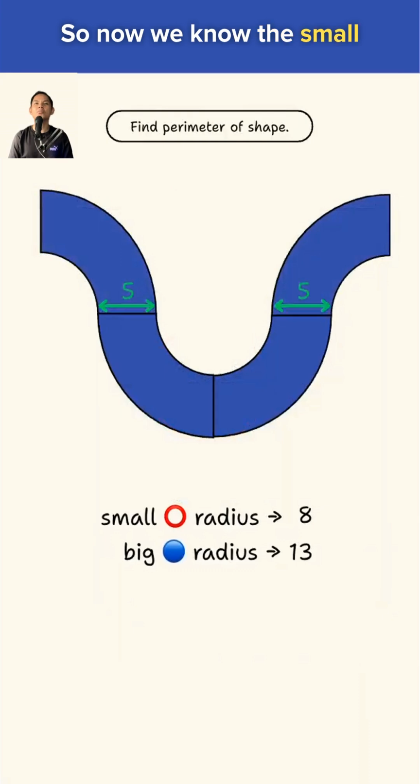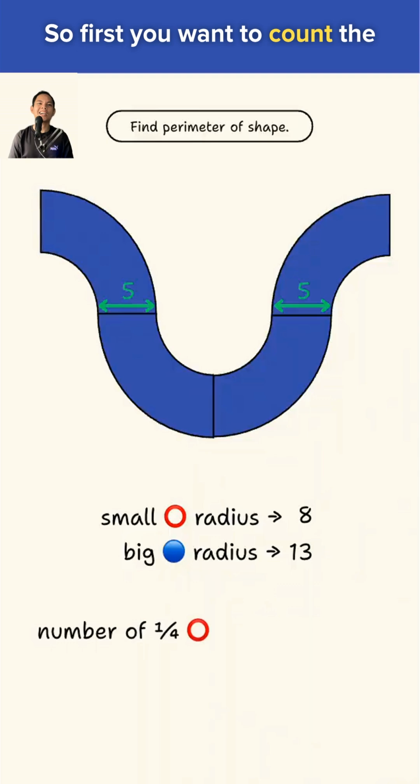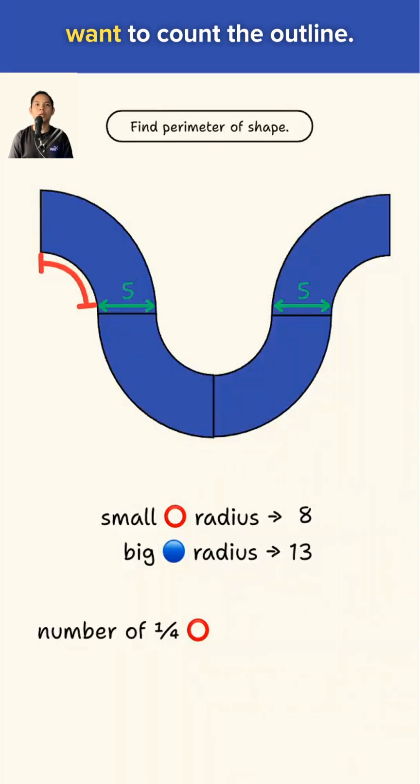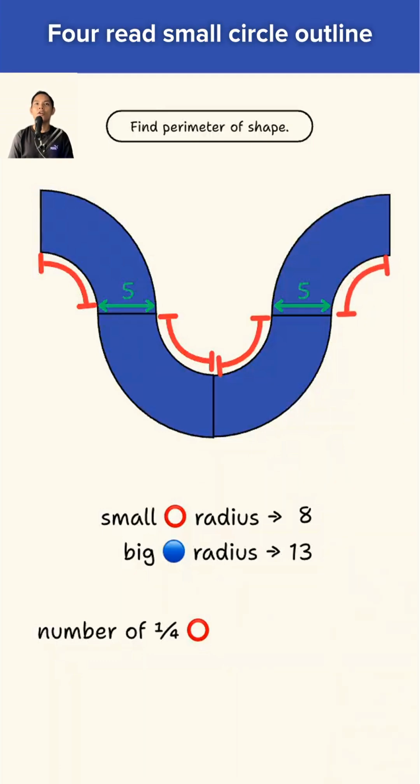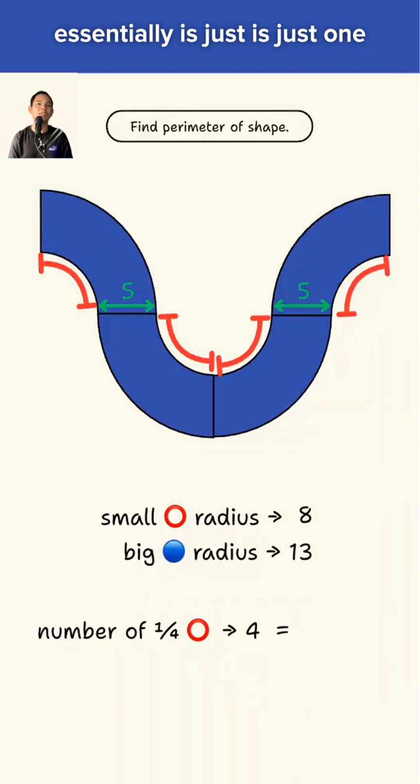So now we know the small circle radius and the big circle radius. Then we can actually find the perimeter of the shape. So first we want to count the number of quarter red circles, or the small circle's perimeter. So basically we just want to count the outline. So we have 1, 2, 3, and 4 red small circle outlines. And since we have 4, essentially it's just one small circle.